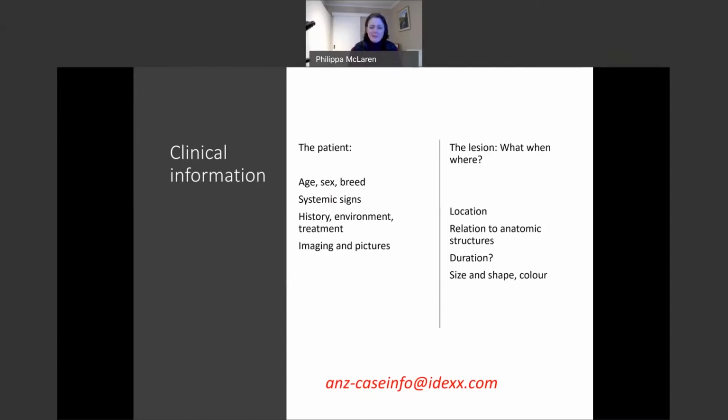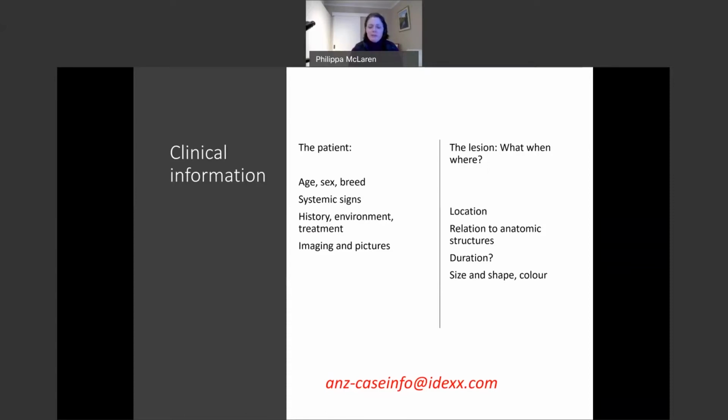Pathologists love to get pictures, radiographs, CT scans, MRIs, and we're not very good at interpreting those, but we really love it when we get both your interpretation of that or the radiologist's interpretation alongside the images. A picture does tell 1,000 words.